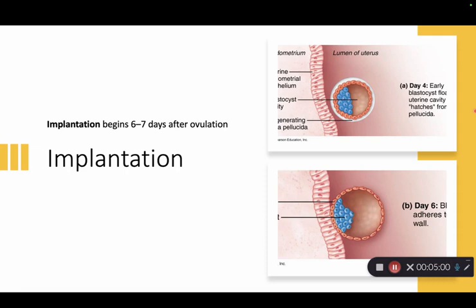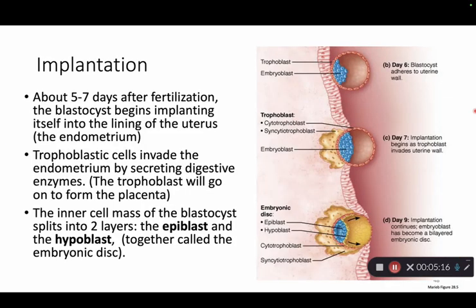Meanwhile, the inner cell mass, the embryoblast, will form into two layers, the epiblast and the hypoblast. Together, these will make up the embryonic disc, which is the foundation of the future embryo. So during this implantation time, the blastocyst will float in the uterus, nourished by secretions.